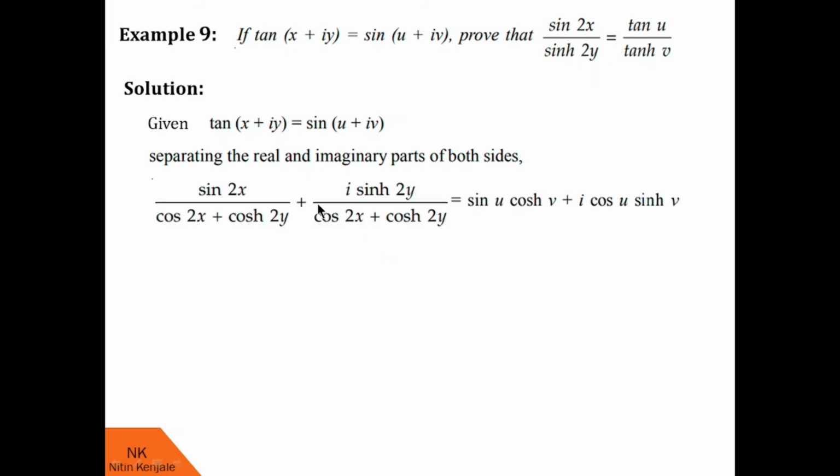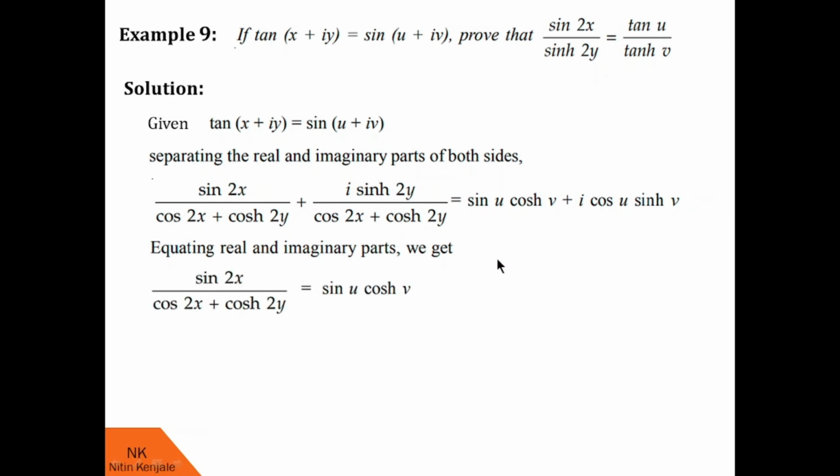So tan of x plus iy can be written as sin 2x upon cos 2x plus cosh 2y plus i into sinh 2y upon cos 2x plus cosh 2y, and sin of u plus iv can be written as sin u cosh v plus i into cos u sinh v. Now we compare both sides of this equation for their real and imaginary parts. So after equating real parts, we get sin 2x upon cos 2x plus cosh 2y is equal to sin u into cosh v. And after comparing imaginary parts of both sides, we get sinh 2y upon cos 2x plus cosh 2y is equal to cos u into sinh v.